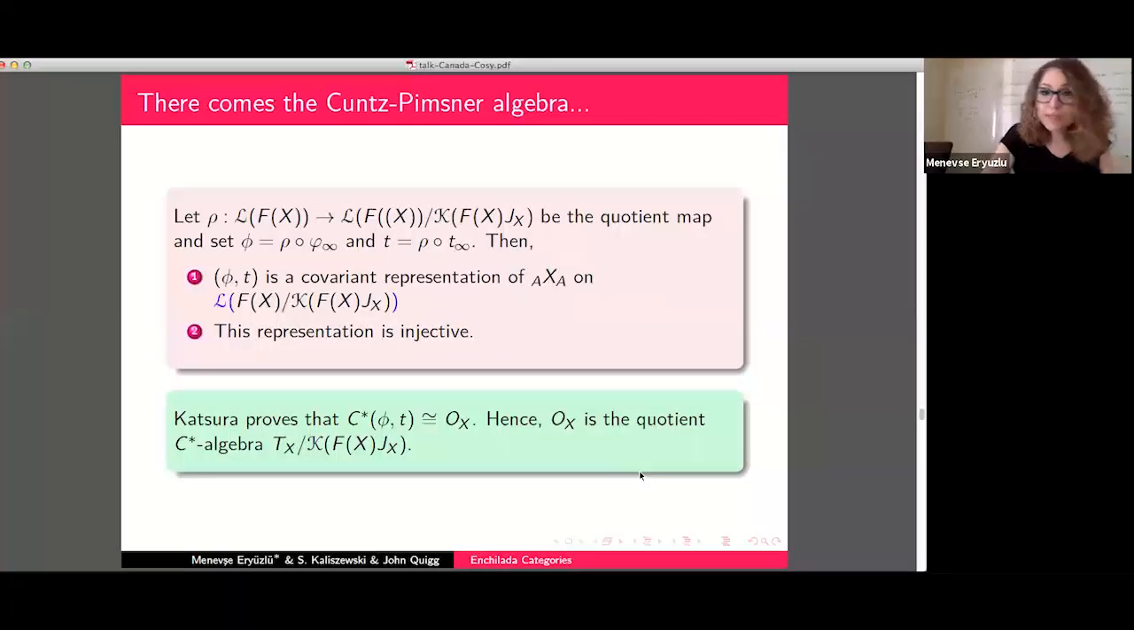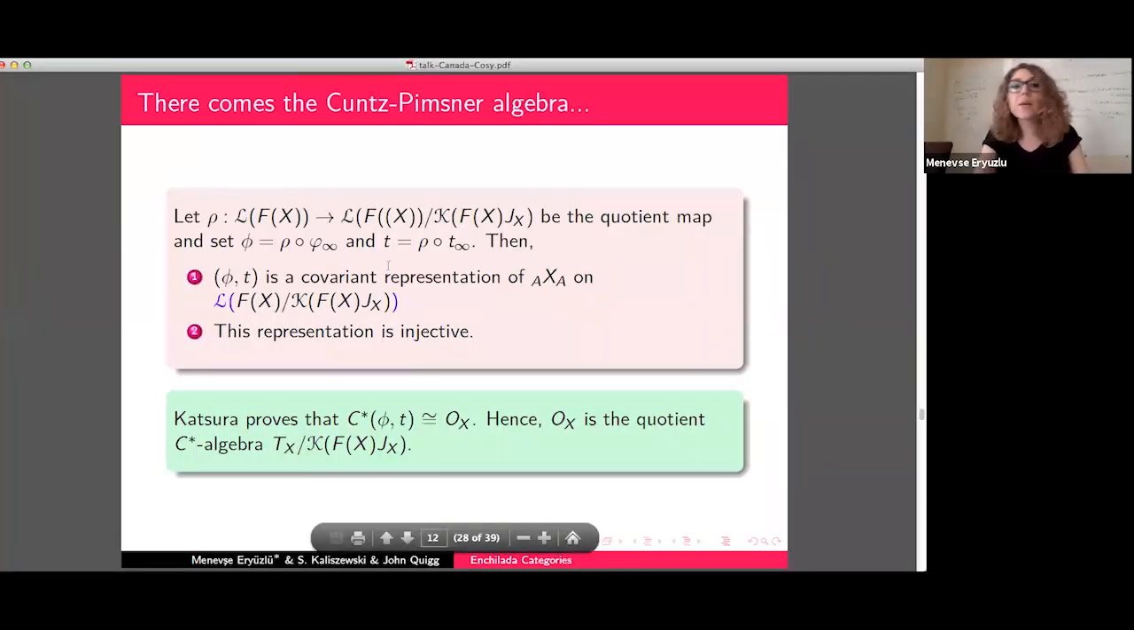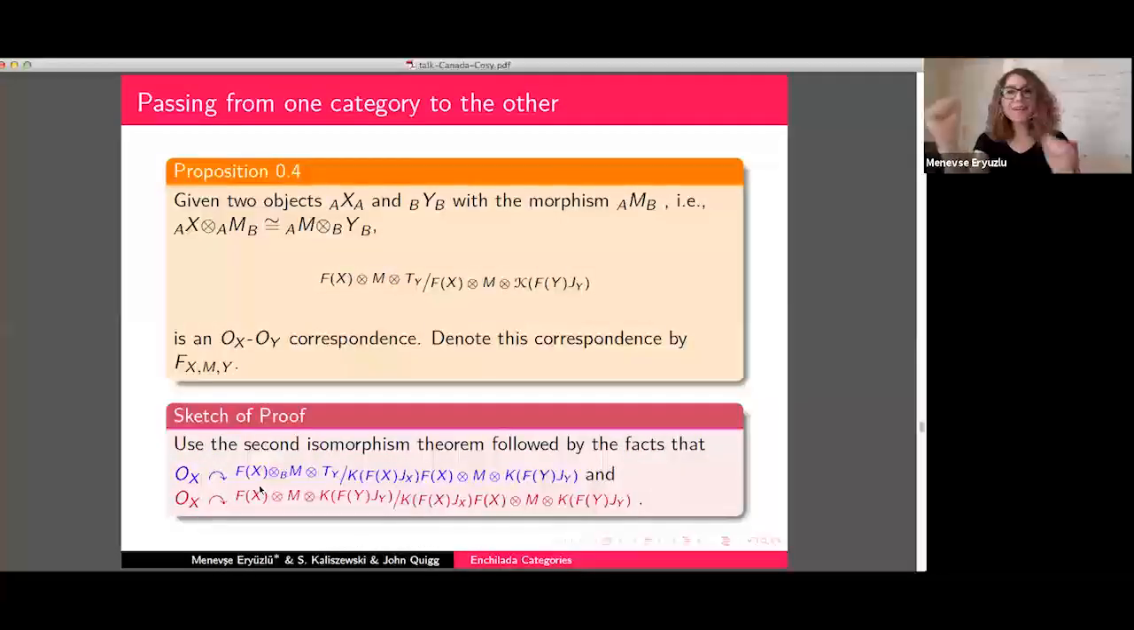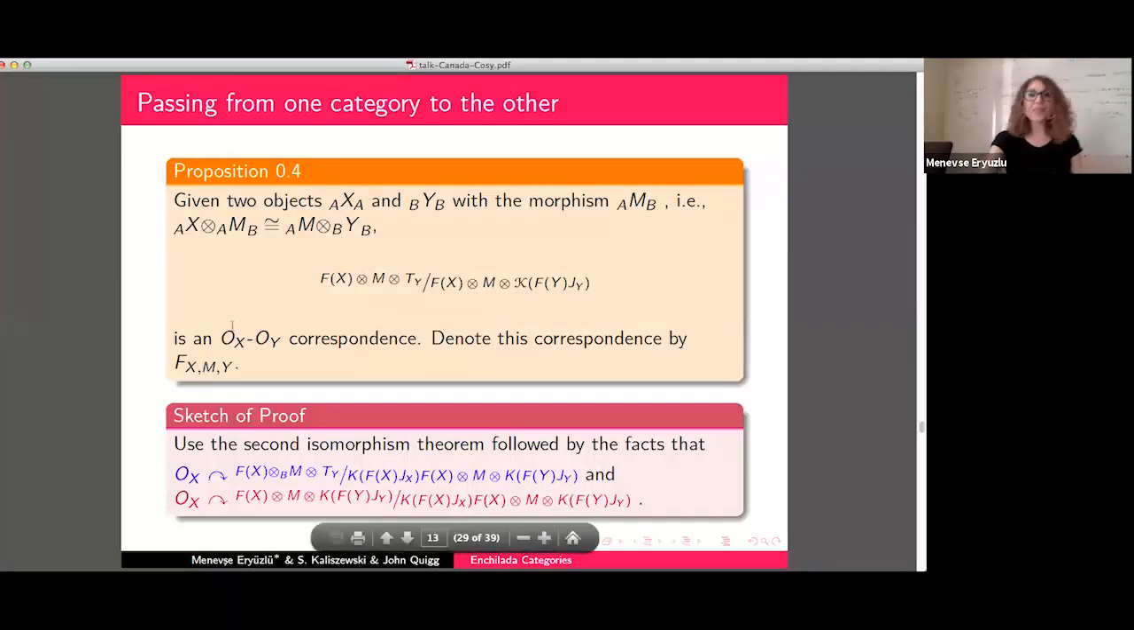Now remember our Fock representation, when we compose it by this quotient map, turns out we are getting a covariant representation of X, an injective covariant representation. And again, Katsura proves that the C-star algebra generated by this covariant representation is isomorphic to the Cuntz-Pimsner algebra. From now on, whenever I talk about the Cuntz-Pimsner algebra, you can always think of this quotient C-star algebra right here. Now we are ready for our functor.